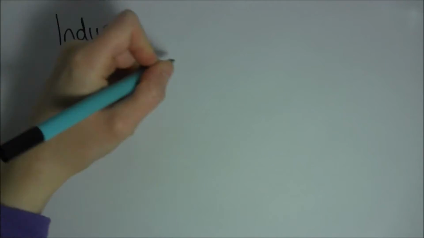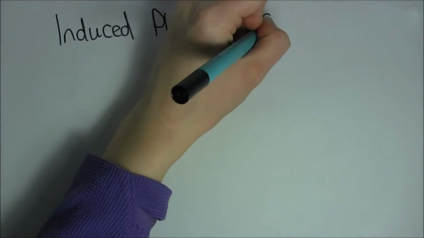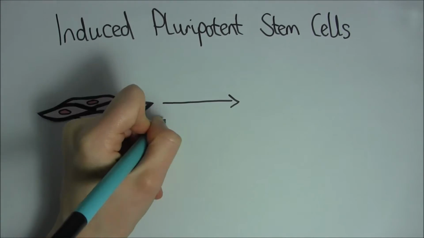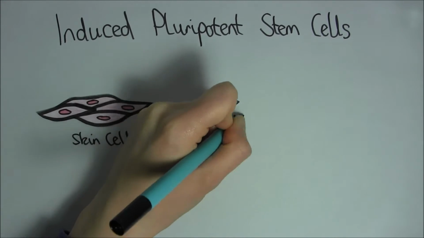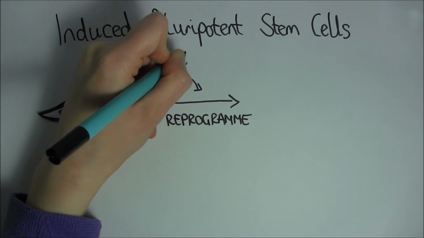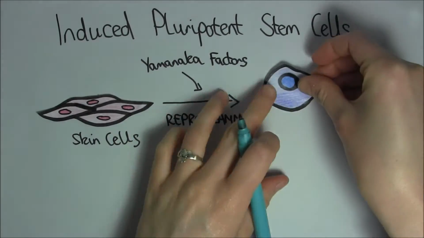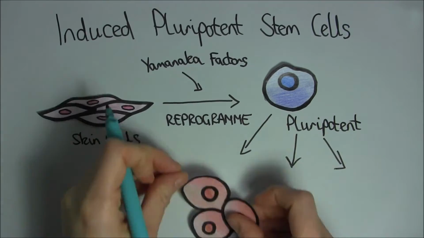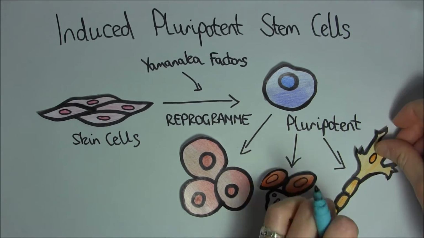Last, but by no means least, induced pluripotent stem cells can be generated by taking adult cells and reprogramming these back to pluripotency using a combination of proteins known as Yamanaka factors. This was a monumental breakthrough in the field of regenerative medicine and led to Japanese scientist Dr. Yamanaka being awarded a share of the 2012 Nobel Prize in Physiology or Medicine.